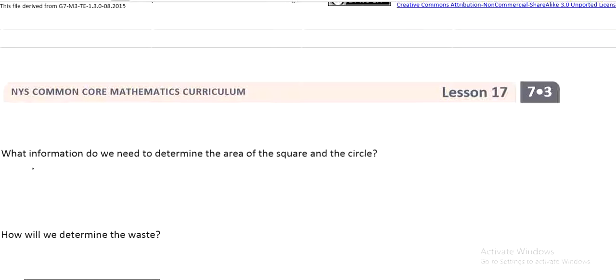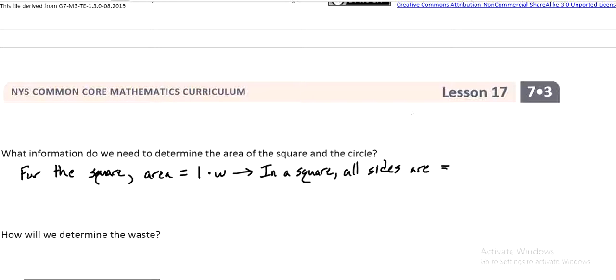So down here it says, what information do we need to determine the area of the square and the circle? Well, the area of a square, let's talk about that first. For the square, area equals length times width. But remember, in a square, all sides are equal. So only one side needs to be known.